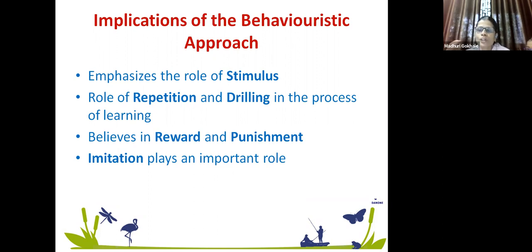Now, why did Chomsky criticize behaviorism? I'm just going to tell you a small story which Chomsky often narrates so that you understand the importance of cognitivism. Chomsky, as you know, was a native speaker of English in the United States of America, and once Chomsky observed that some children in USA were using the verb form goed, G-O-E-D.